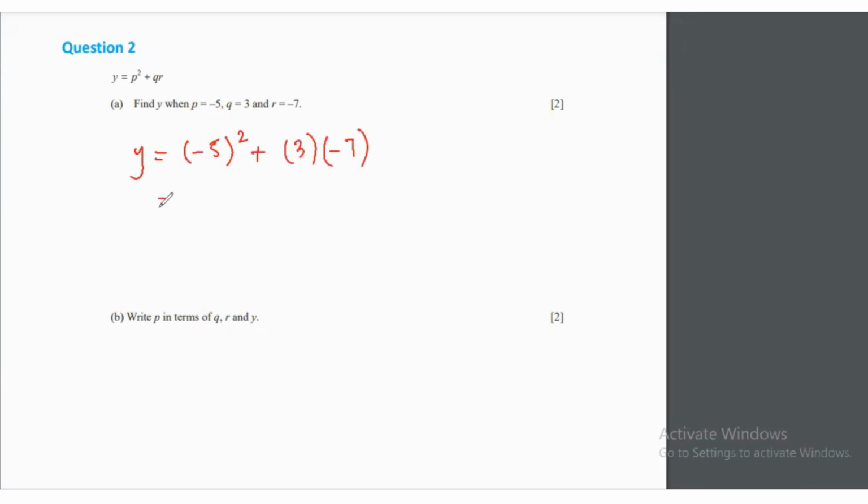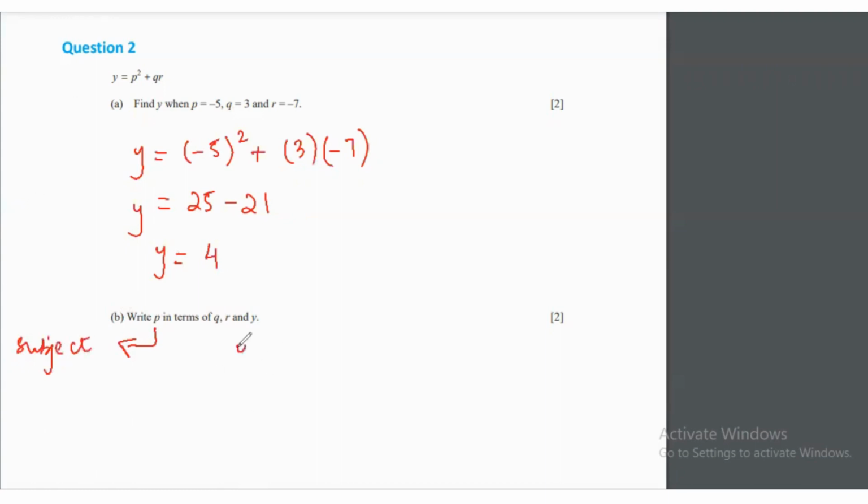So what we have over here now is 25 minus 21, because 3 times negative 7 is negative 21. 25 minus 21 is 4. Y goes to 4. Then it says write P in terms of Q, R, and Y, which means we are trying to make P the subject.